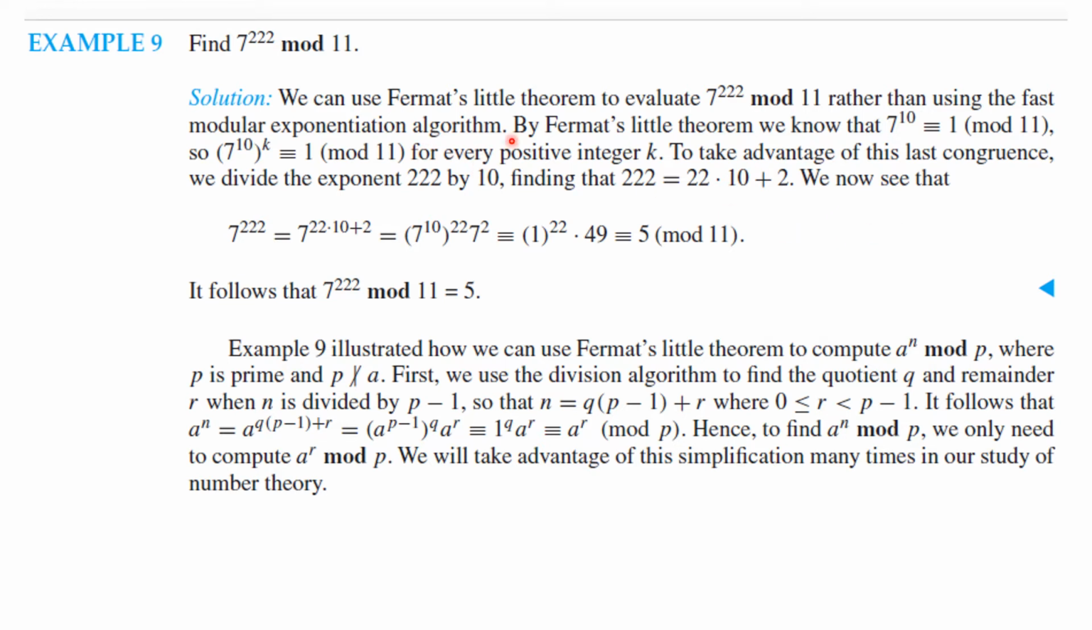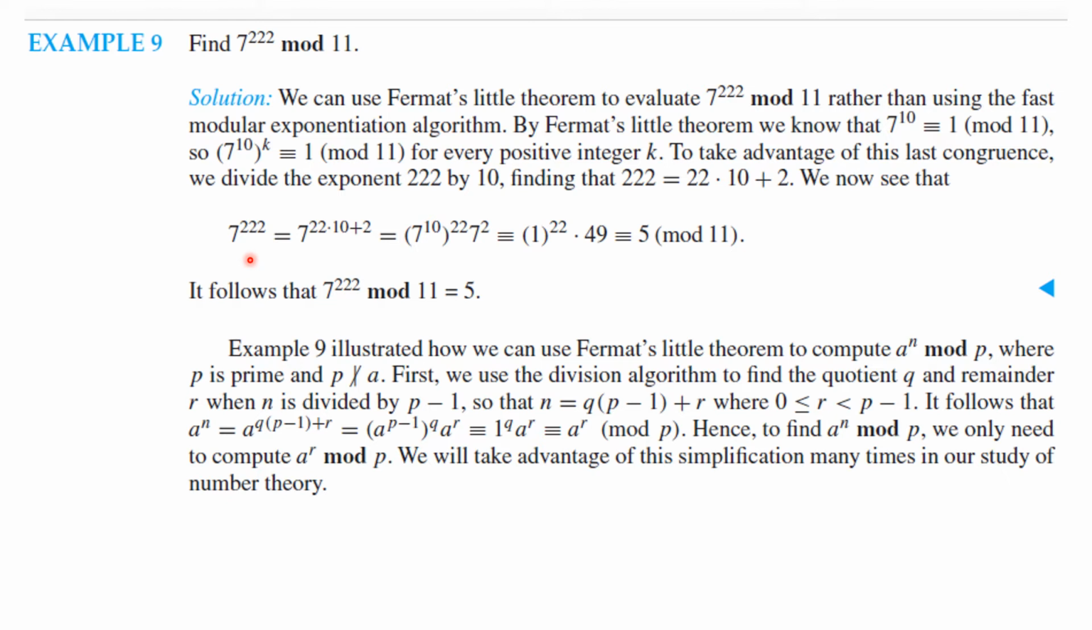Okay, so we know that 7 to the 10 is congruent to 1 mod 11. That is Fermat's little theorem applied to modulus 11. So that means if we raise both sides to the k power, this is going to be congruent to 1 for every positive integer k. So we will use properties of exponents.